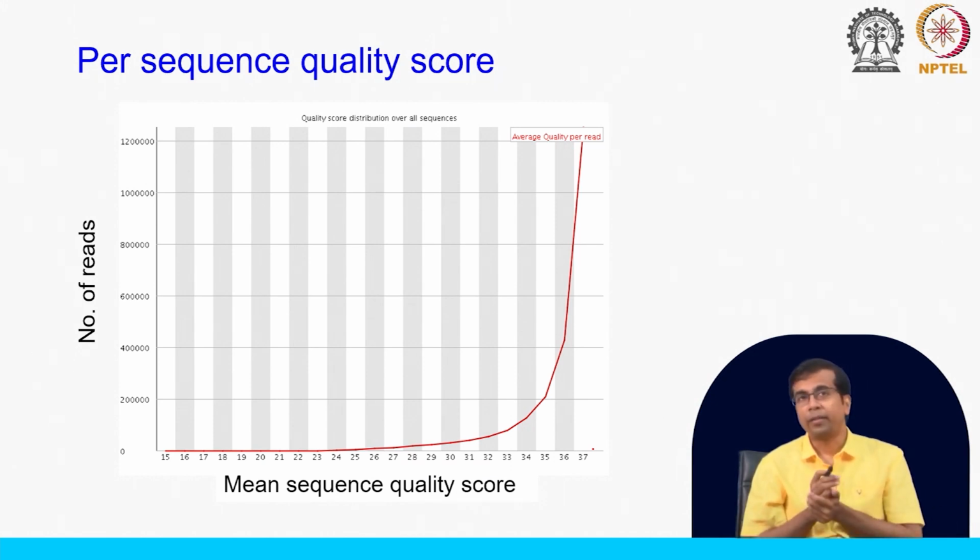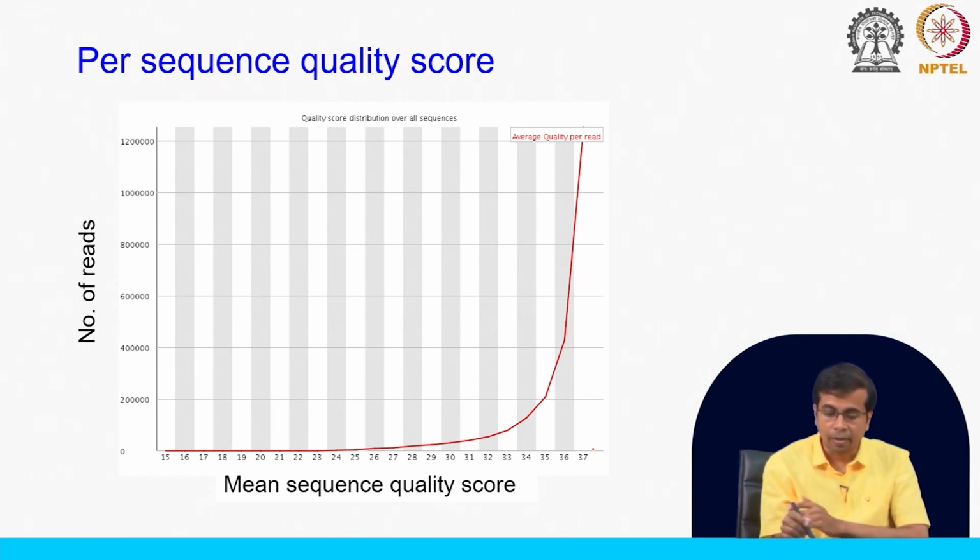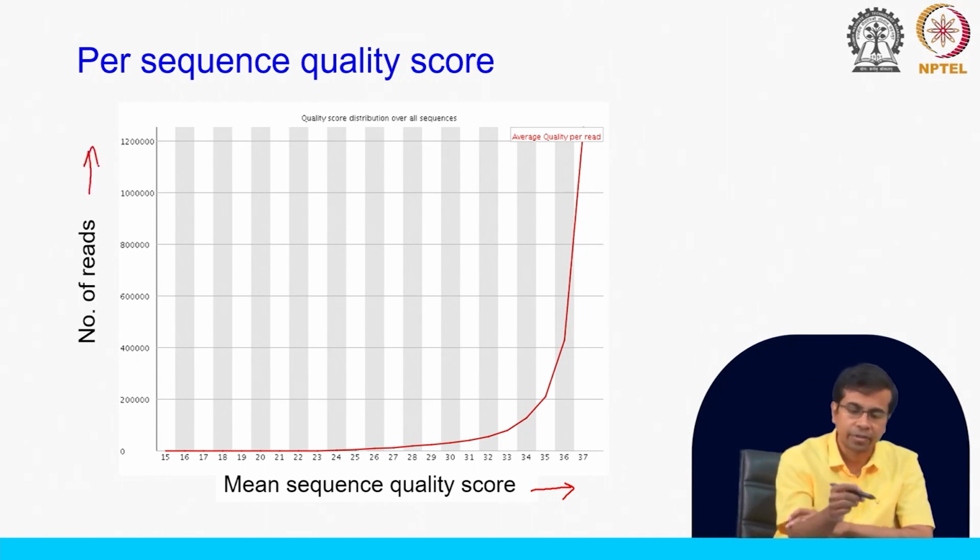The next parameter that we look at is something called per sequence quality score. The earlier one was per base quality score, where we were looking at the quality score distribution for individual bases. Here we are looking at the average quality score of the read. This is shown in the x axis, the mean sequence quality score. If you take the quality score of all bases in a read and just average, you will get the mean sequence quality score. And along the y axis you have the number of reads.